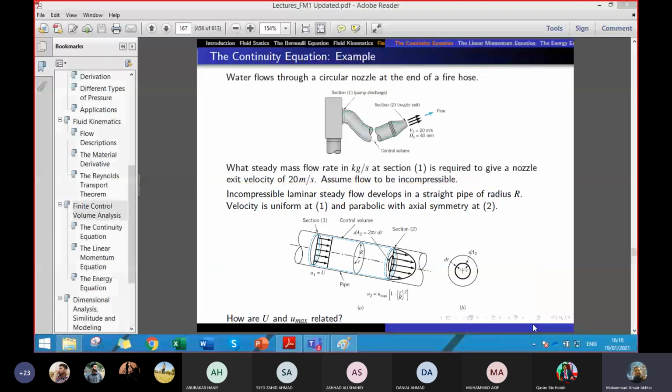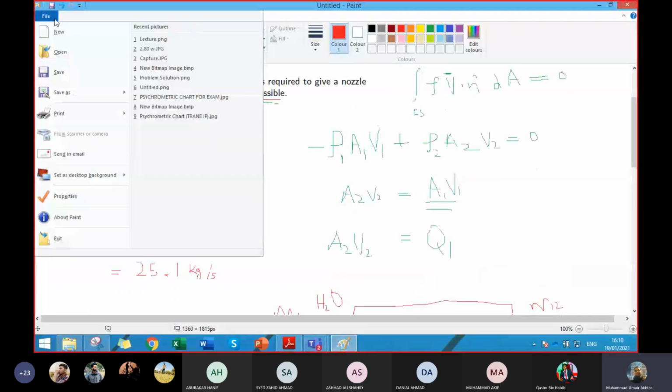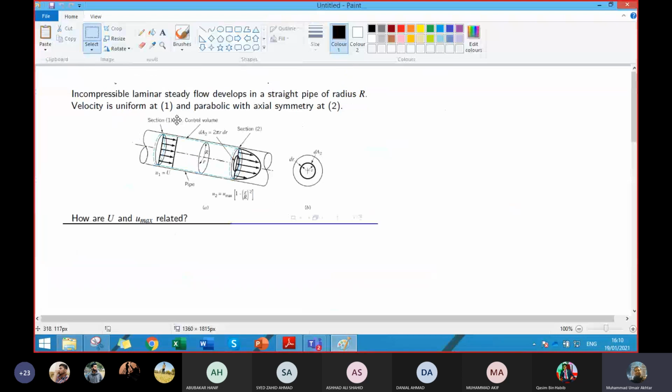In this problem, you have incompressible laminar steady flow that develops in a straight pipe. Initially at section 1, the velocity of the flow is constant. That is, it is uniform velocity, and the velocity is equal to capital U at section 1. U1 is equal to U. But as the flow progresses, we see that the velocity is variable. It's changing with the radius of the pipe. At the center, it is maximum, and at the pipe surface, it is minimum, equal to zero.